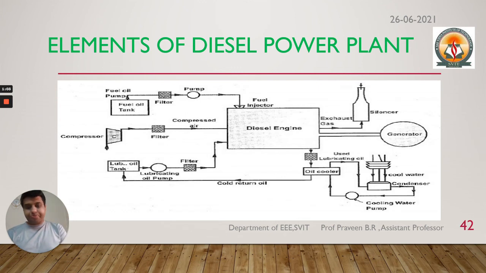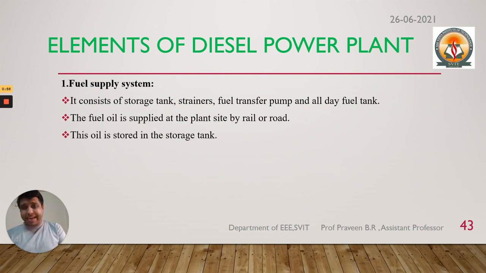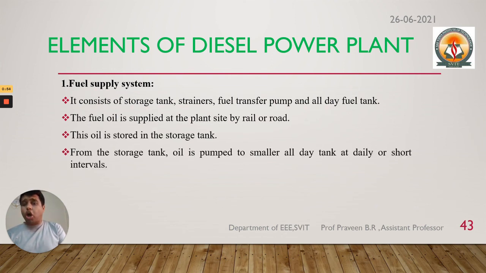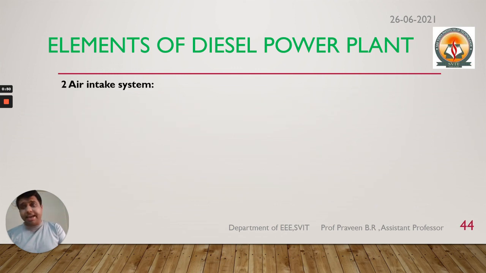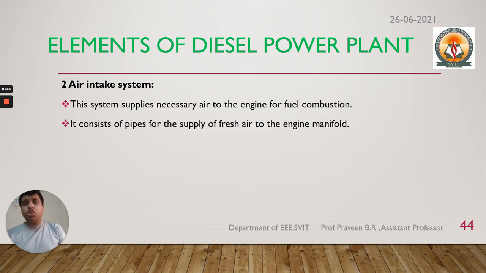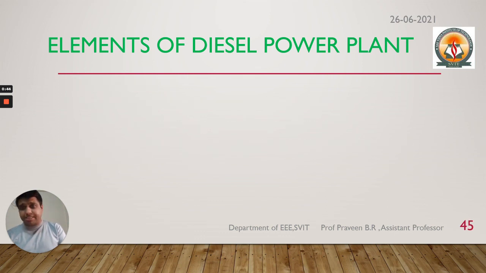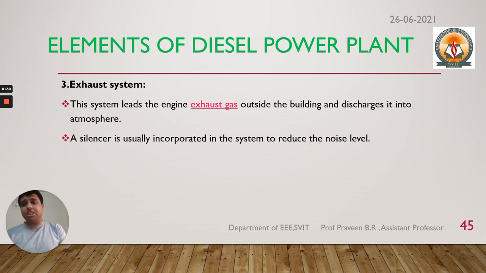where the oil gets cooled. The fuel supply system consists of the storage tank. The fuel oil is supplied at the plant and stored in the storage tank. Then it is pumped. We have the air intake system, in which we pass necessary air to the engine, which consists of pipes. We have the exhaust system, where we lead the exhaust outside the building and discharge it to the atmosphere using a silencer.